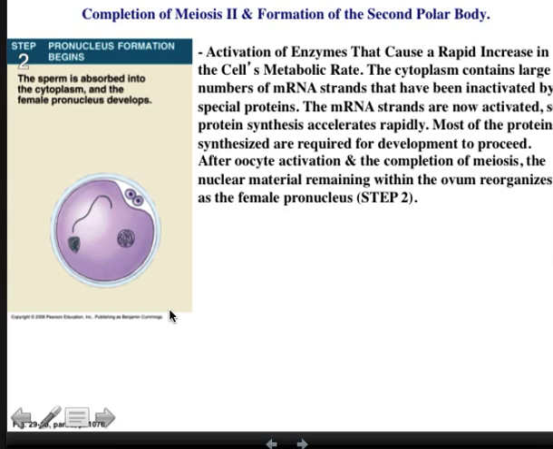The nuclear material remaining within the ovum reorganizes as a female pronucleus. And so here you can see the male pronucleus and the female pronucleus. And you might ask, what are those? Those are the first and second polar bodies. Those are meiotic products. And it's another example of cell division in which the products of the cell division are not equal. You have one product that maintains most of the cytoplasm. The polar bodies are essentially waste products and they're thrown away.